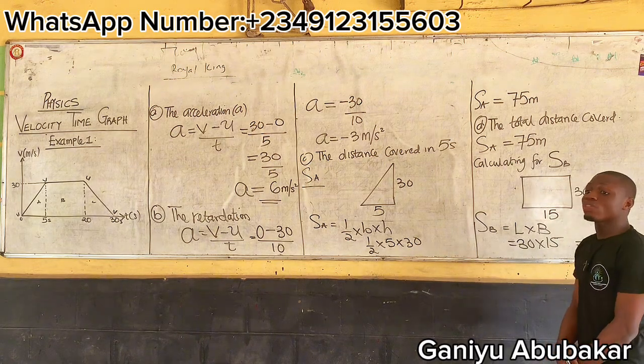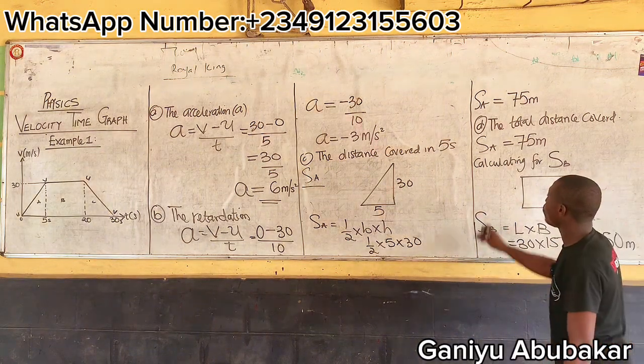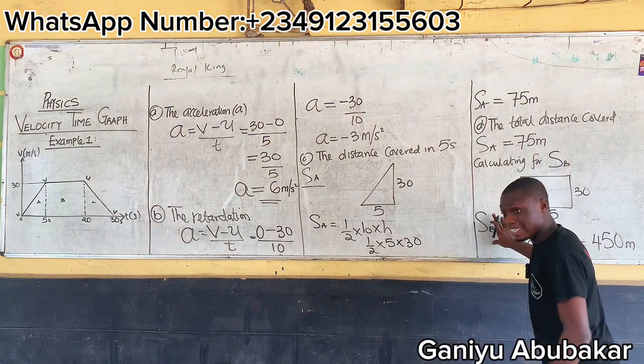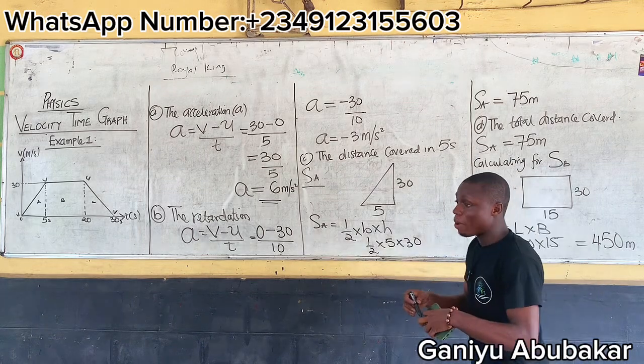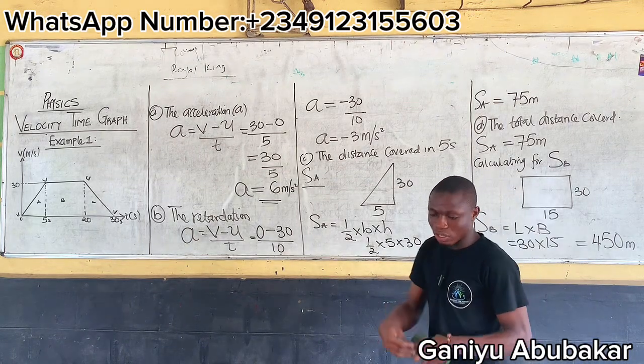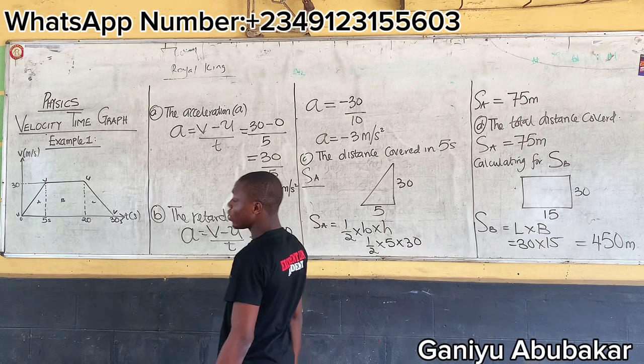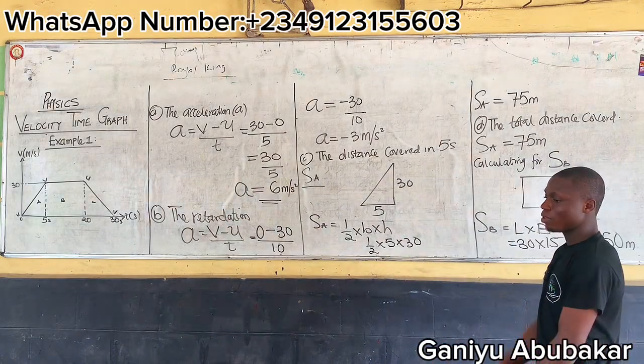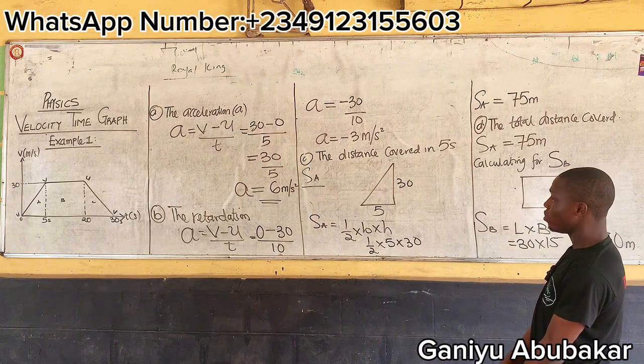They say find the total distance. I've got SA, I've got SB, what's next there? SC. And now what? Combine everything together. So that's the concept. Okay, copy down. Hope you understand this stuff.